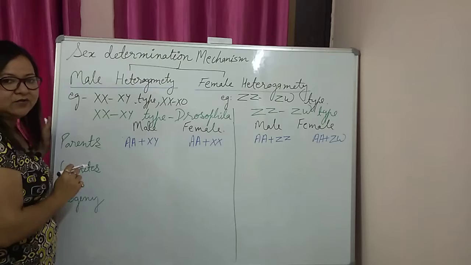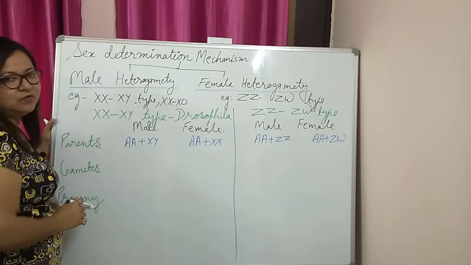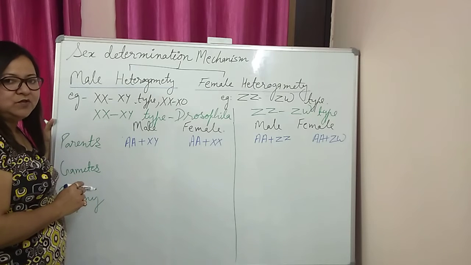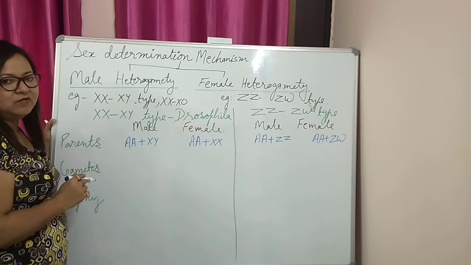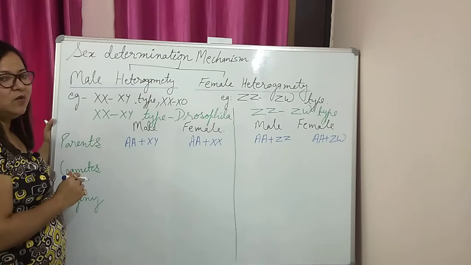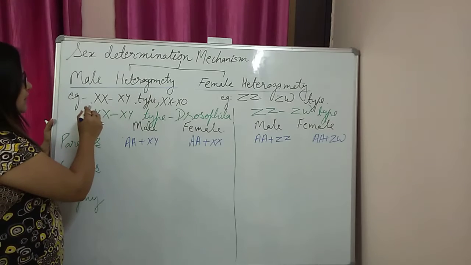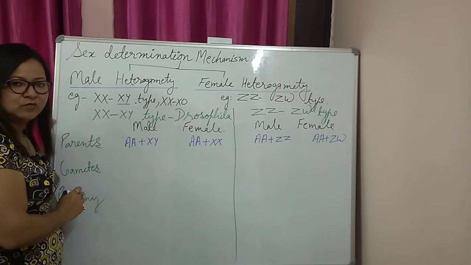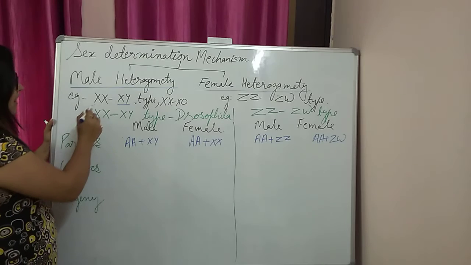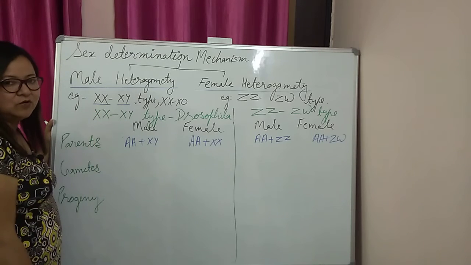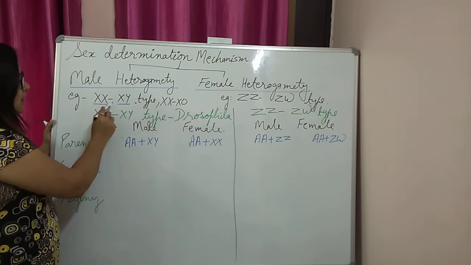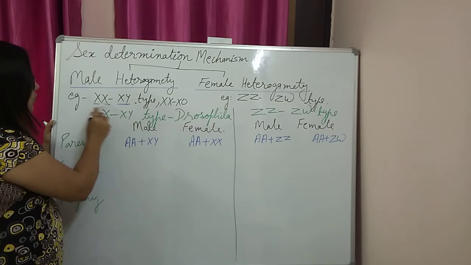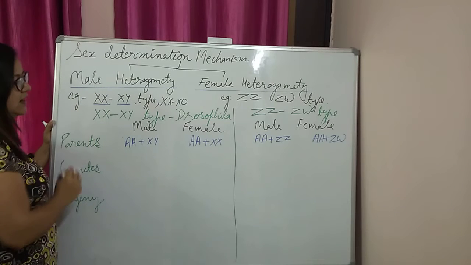What is meant by male heterogamety? If we study the chromosomes in any organism, we can categorize them into two types: autosomes and sex chromosomes, which are involved in the determination of sex. In male heterogamety, the male has different types of sex chromosomes along with autosomes, while the female has similar sex chromosomes. So in such cases, the male produces two different types of gametes and the female produces only one type of gamete. That's why it is called male heterogamety.